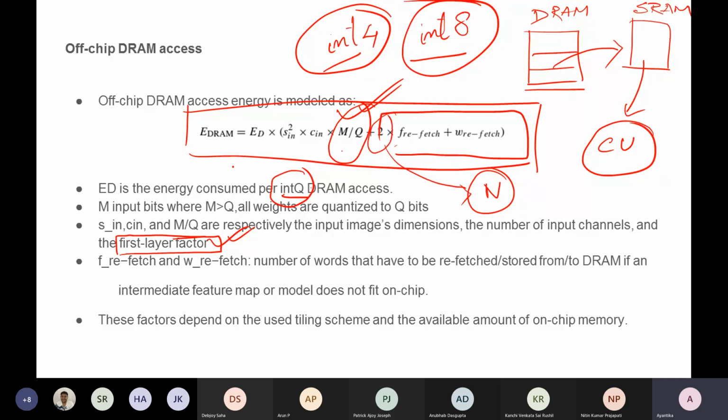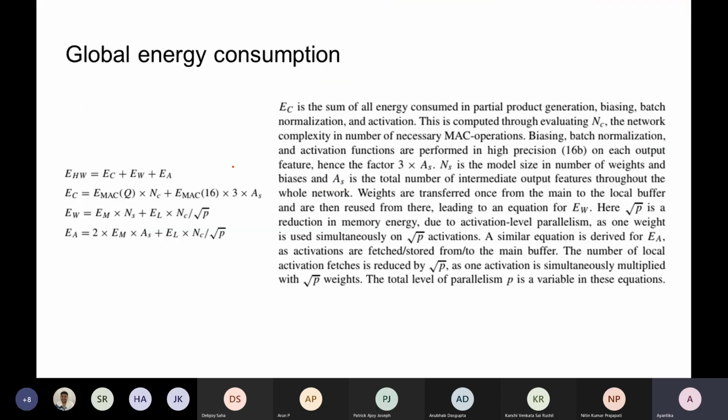Based on refetching, that factor will depend on the size of your DRAM, the size of your SRAM, the size of your application, how huge your application may be, and how many times you are reusing some input value or some weight value. So based on this factor, this expression is not foolproof. That's what I wanted to mean.